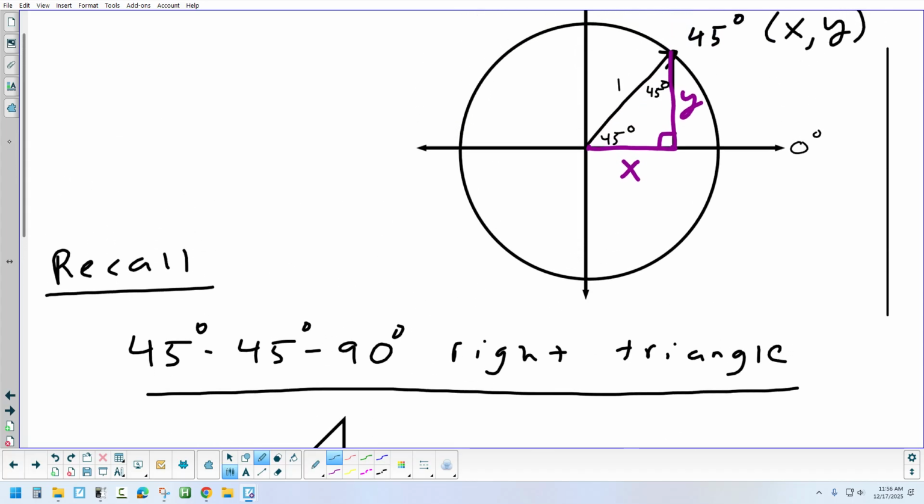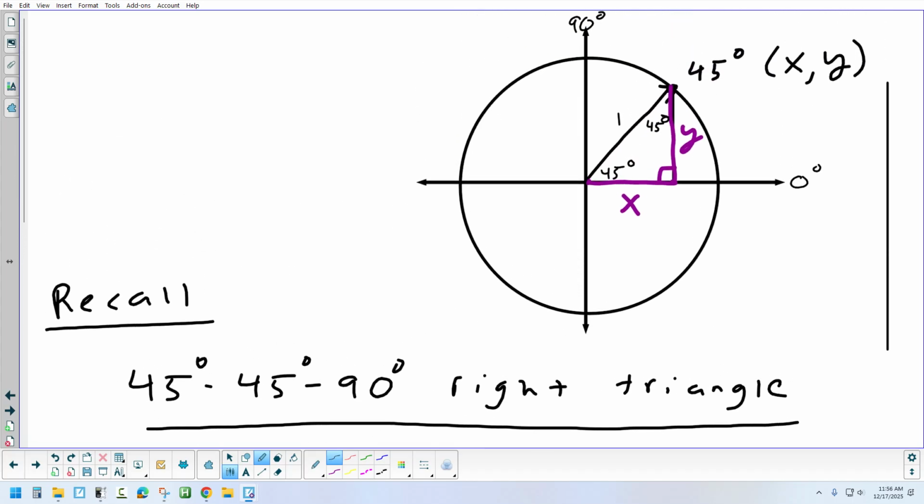What would be the coordinate for 45 degrees? How far over, and then how far up? Square root of 2 over 2, and then your y value would be the same thing. So that is always the coordinate for 45 degrees.